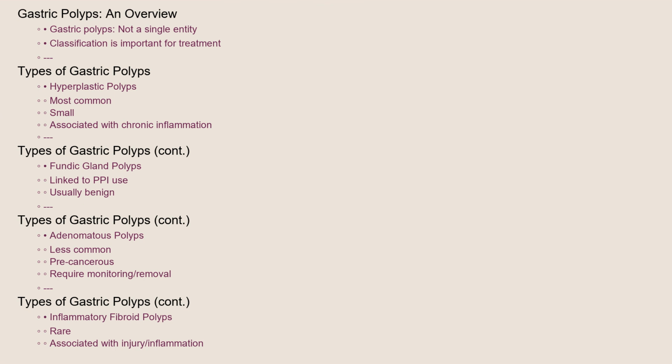Gastric polyps are not a single entity. There are various types and we can classify them. We have hyperplastic polyps, the most common type, typically small and associated with chronic inflammation. Then there are fundic gland polyps, often linked to PPI use and usually benign. Adenomatous polyps, which are less common, are considered precancerous and require careful monitoring and potential removal. Finally, there are inflammatory fibroid polyps, which are rare and often associated with injury or inflammation. Correct classification is important for making the correct treatment decision.